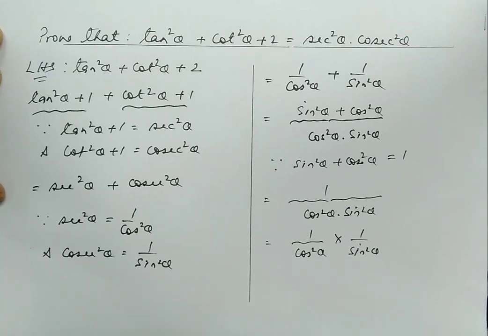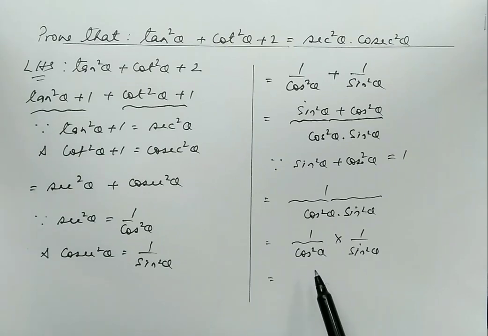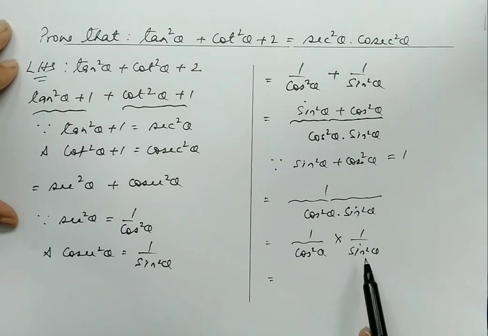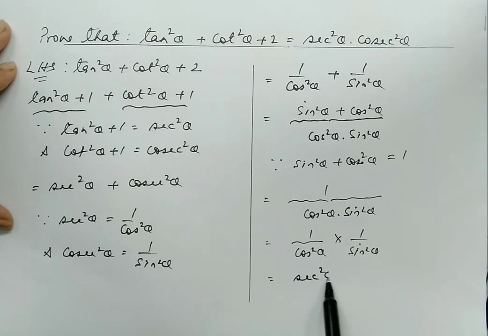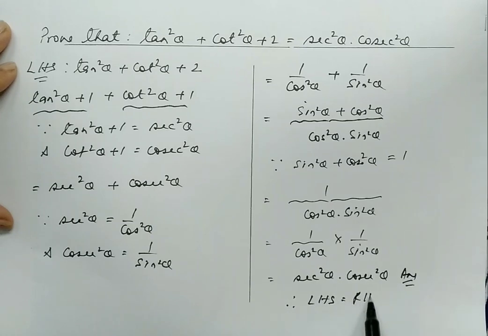Alright, guys? Now the reciprocal of this, in other words the identity, sec square theta equals the reciprocal of cos square theta, whereas for cosec square theta, we know it is equal to the reciprocal of sine square theta. So we can easily now write this multiplied by cosec square theta. Thus, we have been able to prove this is our answer. Therefore, left hand side is equal to right hand side.